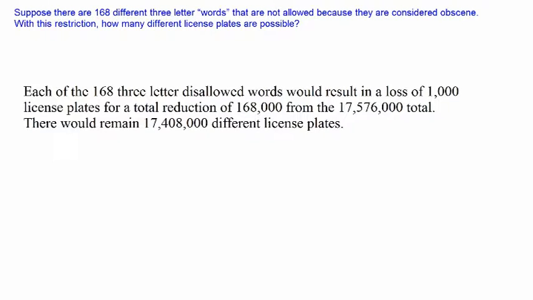Each of the 168 three-letter disallowed words results in a loss of 1,000 license plates, giving a total reduction of 168,000 from the 17,576,000 total. We subtract and find there would remain 17,408,000 different license plates after these so-called obscene words have been disallowed.